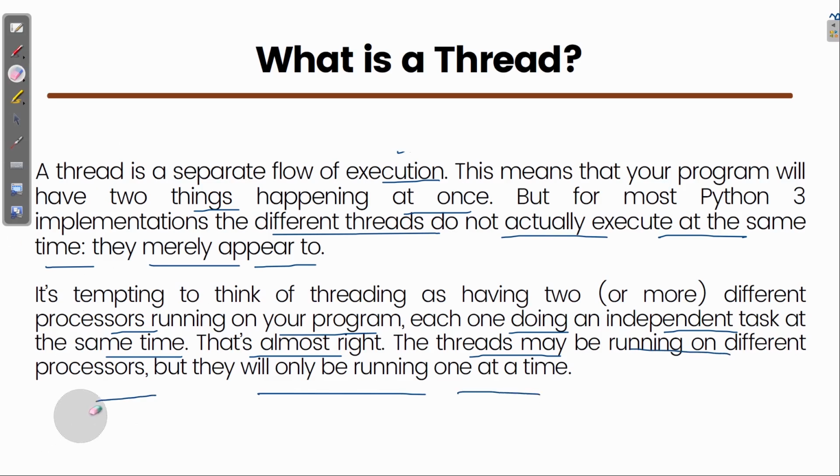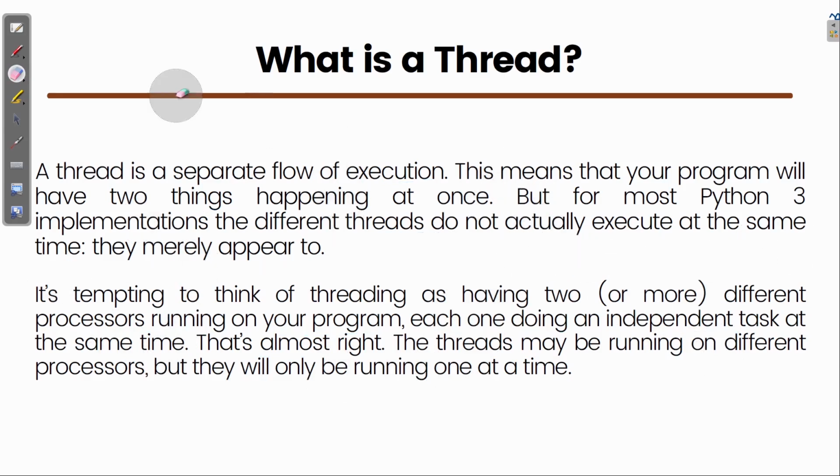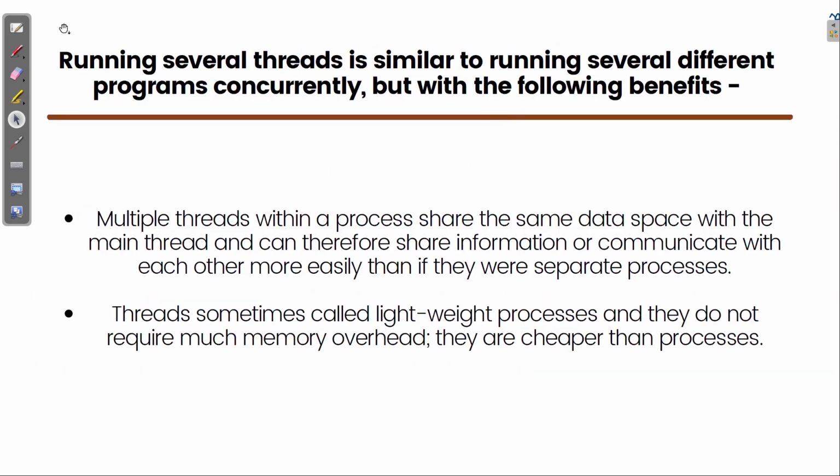I don't think I need to explain it again and again. If you're clear with the concept of a process, and with how multiprocessors work, then the threads work on different cores and can execute at the same time if they are working on a multi-core machine. Running several threads is similar to running several different programs concurrently, but with the following benefits.